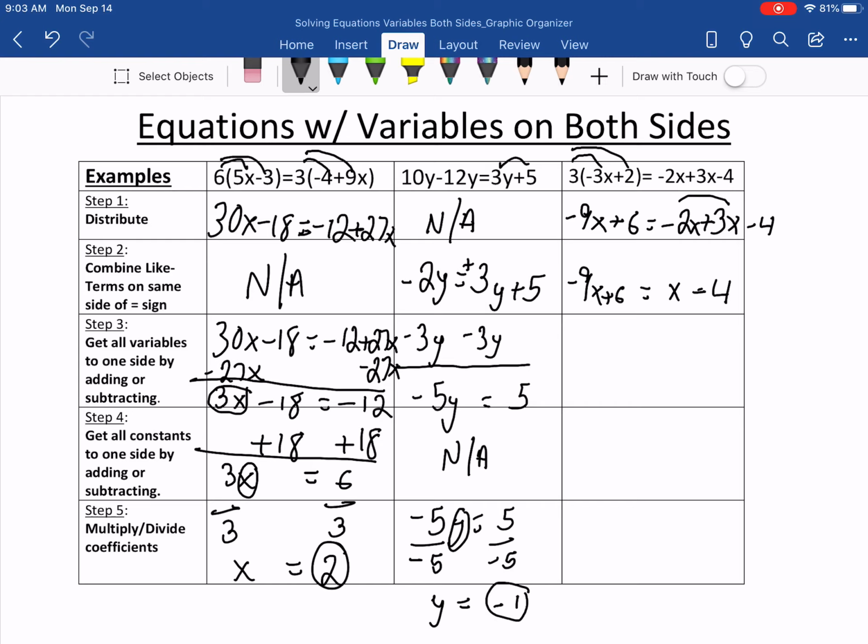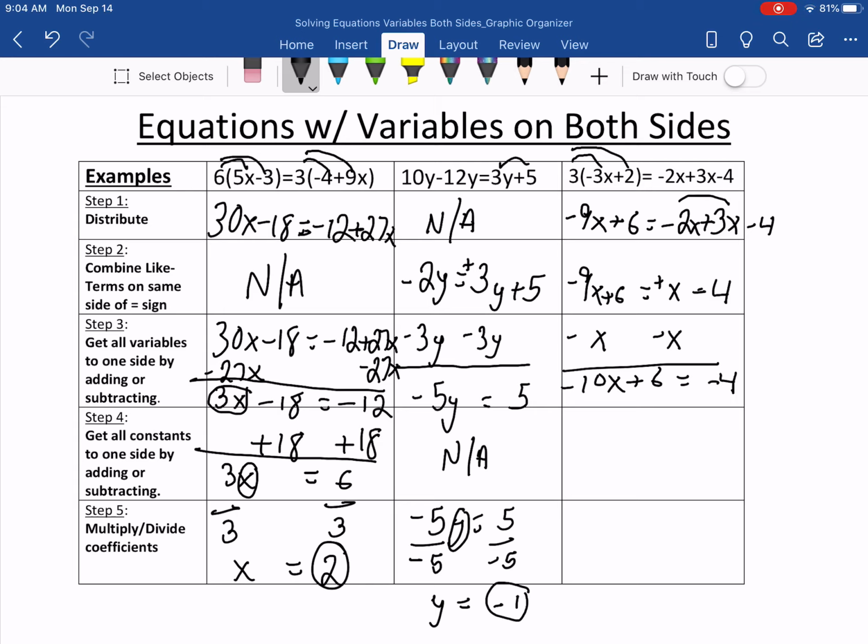Step 3, all variables to one side by adding or subtracting. So I can move the negative 9x to the right, or I can move the x to the left. I'm going to move the x to the left by subtraction. Remember, this is a positive x. So negative 10x plus 6 equals negative 4.